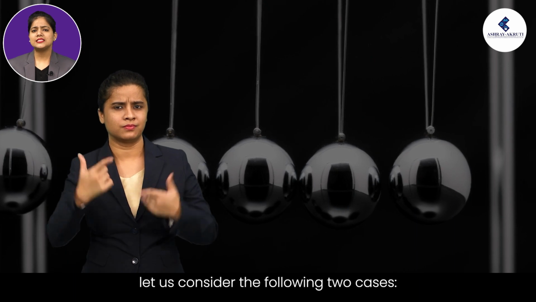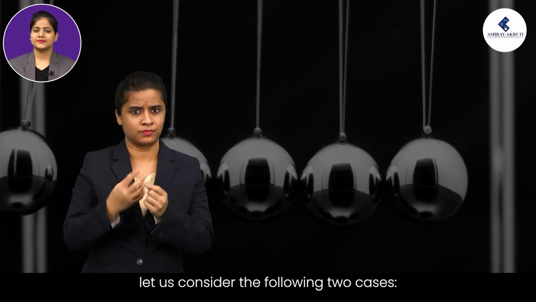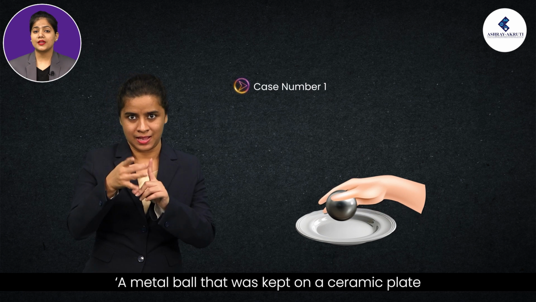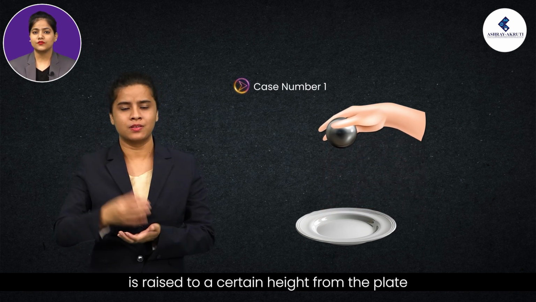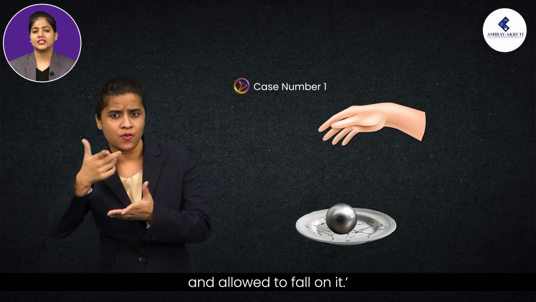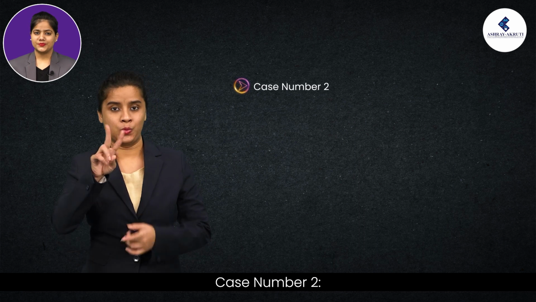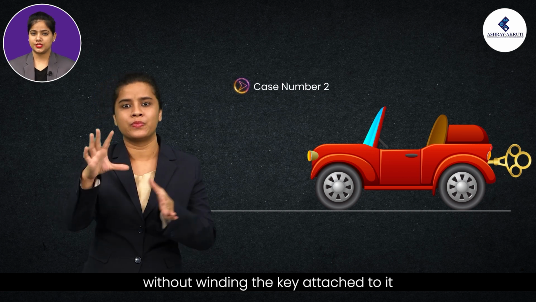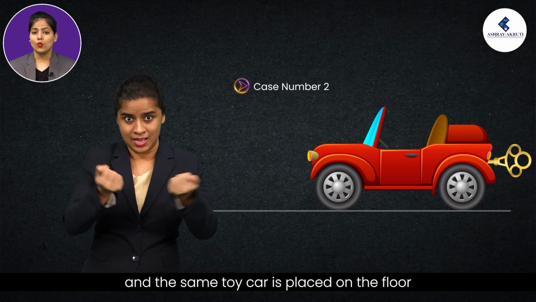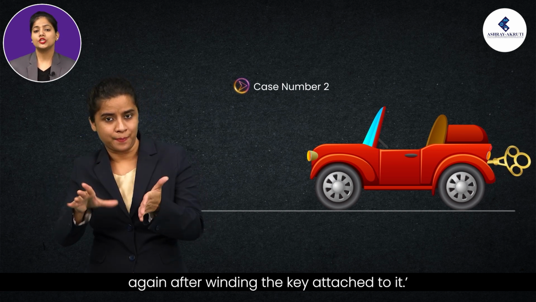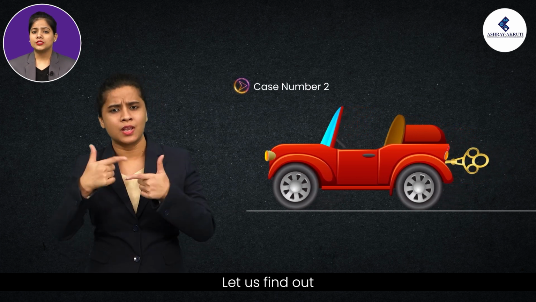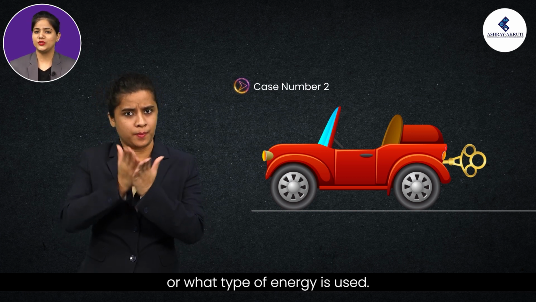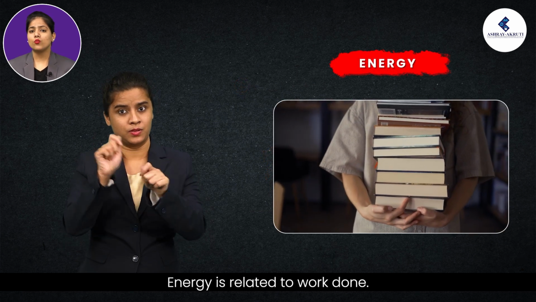For example, let us consider the following two cases. Case number 1: a metal ball that was kept on a ceramic plate is raised to a certain height from the plate and allowed to fall on it. Case number 2: a toy car was placed on the floor without winding the key attached to it, and the same toy car is placed on the floor again after winding the key attached to it. Let us find out if any energy is used in these two cases, or what type of energy is used. Energy is related to work done.